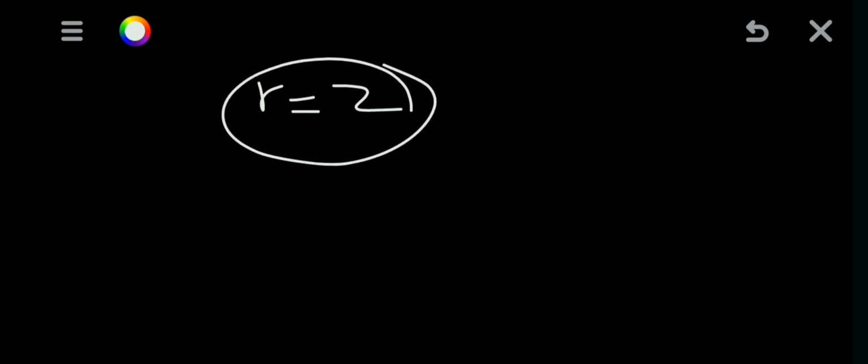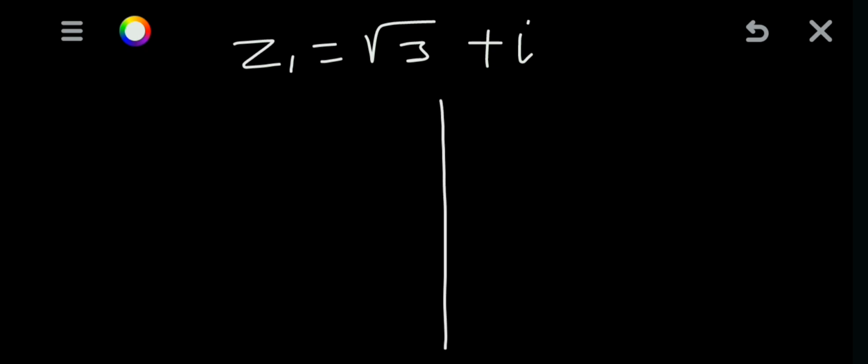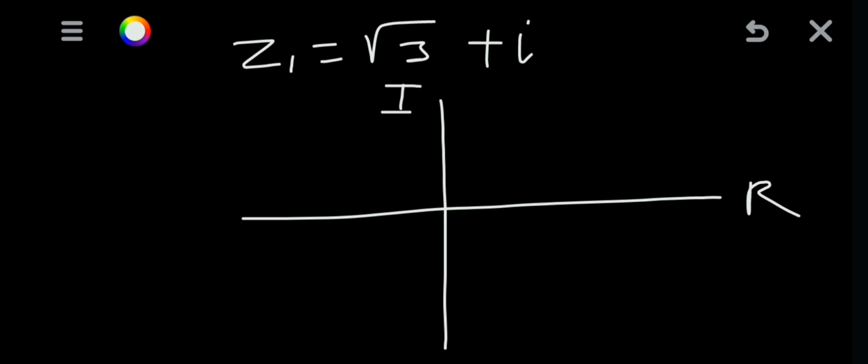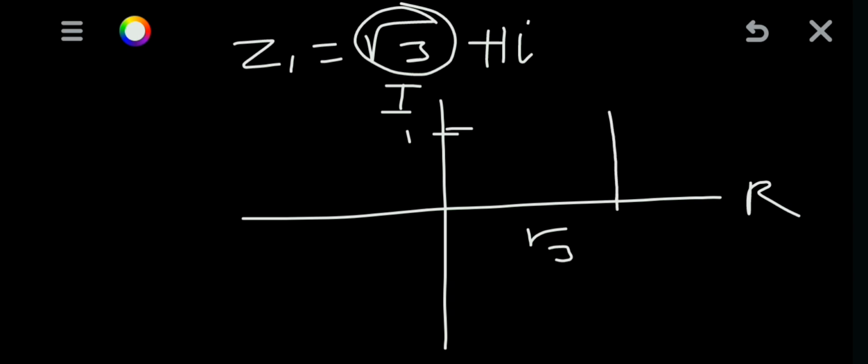Before even determining the theta, it's very, very important for you to plot the complex number. So we have z1 equal to root of 3 plus i. To plot this one, we are going to use the Cartesian plane. For the Cartesian plane, the x-axis represents the real part and the y-axis represents the imaginary part. This one is the real part and this one is the imaginary part. And the coefficient that we have here is 1. So you can just imagine that 1 is somewhere here. And here we can imagine that root of 3 is somewhere here.